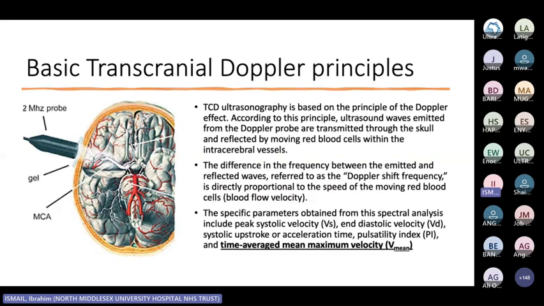So the specific parameters obtained from this are spectral analysis, including peak systolic velocity, end diastolic velocity, systolic upstroke, acceleration time, and pulsatility index. But the area that we are commonly looking for is the time average mean maximum velocity. I'll go into that later on, but just bear that in mind, the time average mean maximum velocity. And this parameter was used in the trials, which are the foundation for all our work in screening.